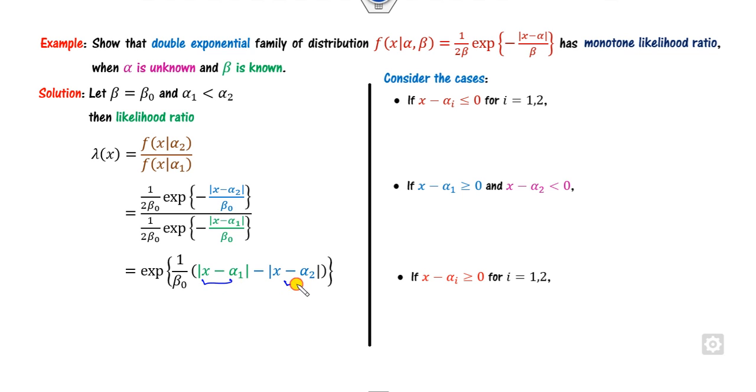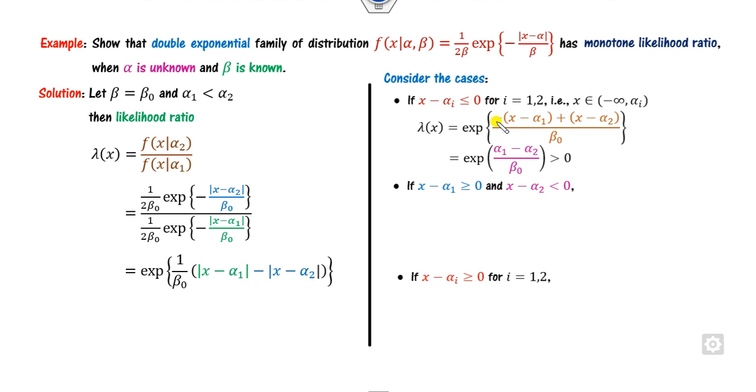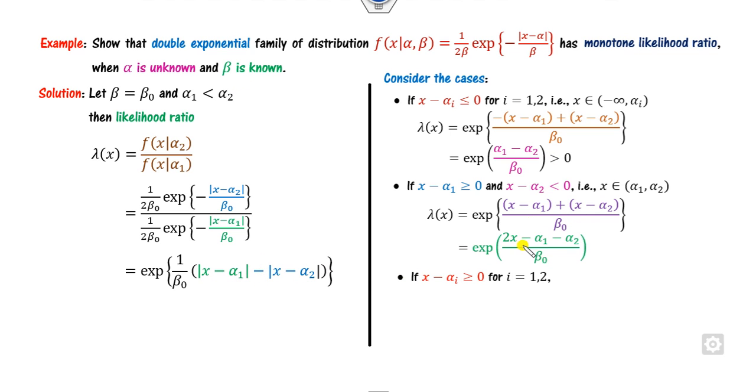Either both are positive, both are less than 0, or at least one of them is greater than and less than 0. What will happen if both are less than 0? It means this modulus value is negative. You can see this number is negative, this number is negative, so minus minus plus. If you open them, you will get this. And since alpha 2 is greater than alpha 1, the exponential part is positive, this is greater than 0. Look at the second part. So x minus alpha 1 is positive, so this number is positive, this number is negative, so this part will be plus 1. After simplifying, you will get here.